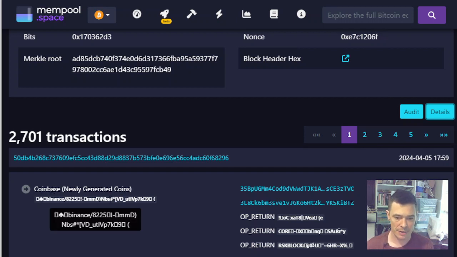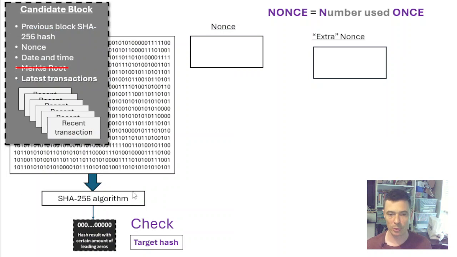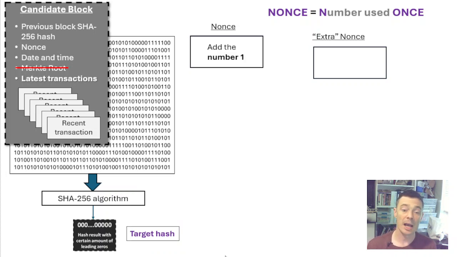But miners have an input onto what this text reads. So it's another way they can go in and change their variables. They have the ability to make changes to this group of data to alter this. Initially, though, these fields are going to be blank, and they're going to run the hash just on the transactions, the previous hash result, some admin stuff like date and time. They're going to check and see if there are enough leading zeros. And most likely there won't be, so now the nonce comes into play.